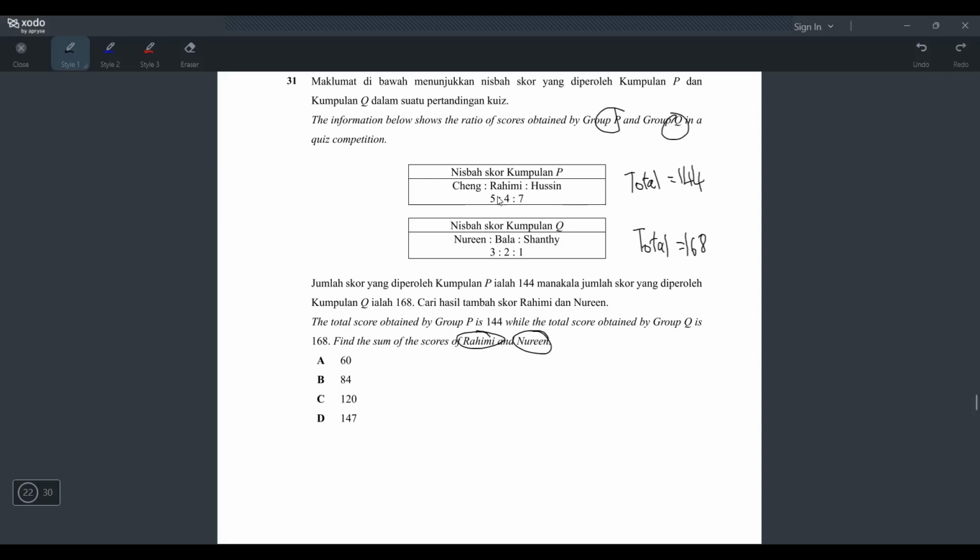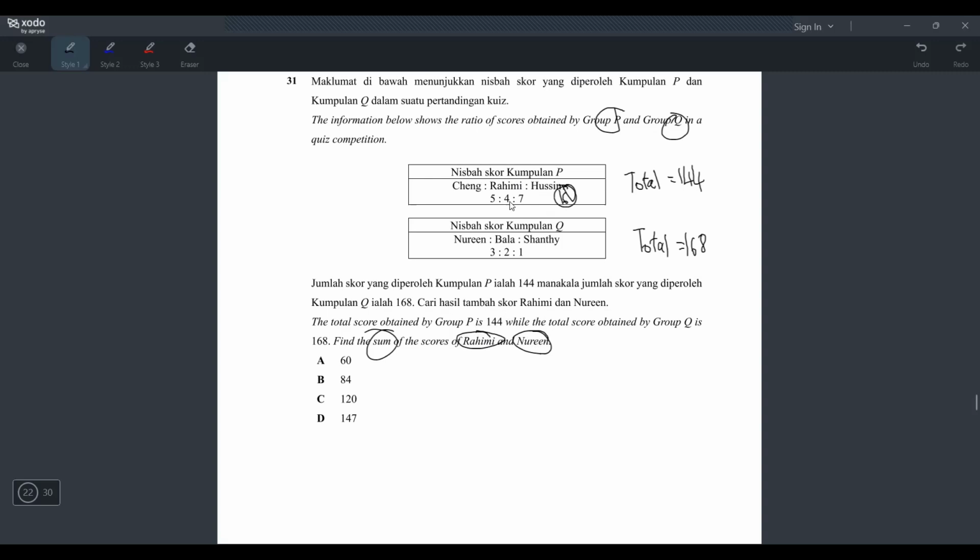5, 4, and 7. What is the total ratio? You take 5 plus 4 plus 7, right? And then you will get how much? 5 plus 4 plus 7, you get 16. It means the total ratio here is 16. But since I want Rahimi marks, because I want to find the sum, right? So it means I have to find Rahimi marks separately and find Nurin marks separately and then plus together. But how to get my Rahimi?